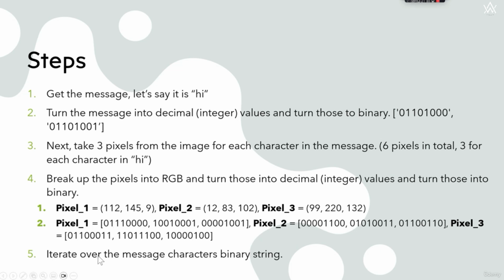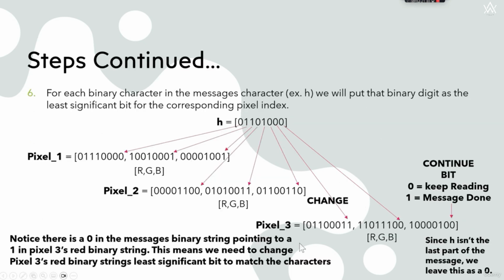Next we need to iterate over the message character's binary string. For each binary digit in the message's character, for example H, we will put that binary digit as the least significant bit for the corresponding pixel index. So here we have pixel 1, and at pixel 1's red, we look at H at index 7. Remember, because we read binary from right to left, we're going to take H at this index, and we're going to put it into pixel 1's least significant bit for the red color.